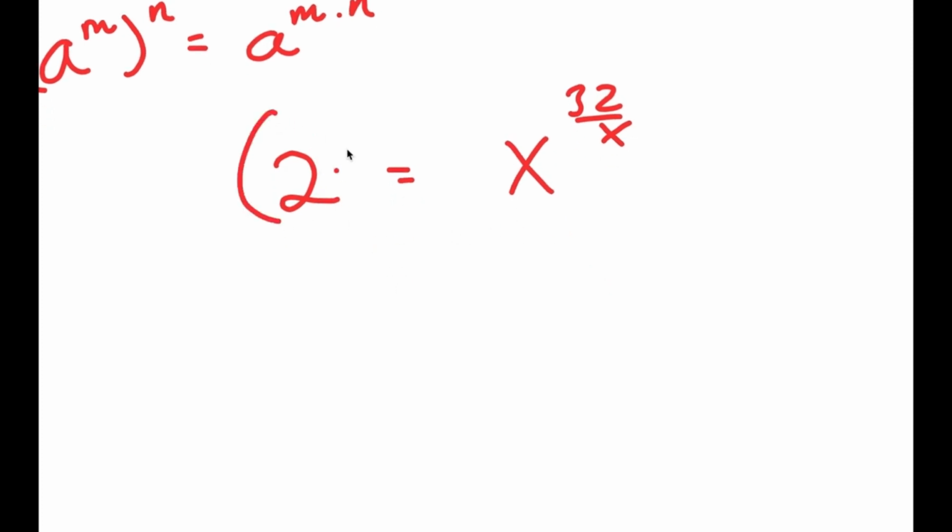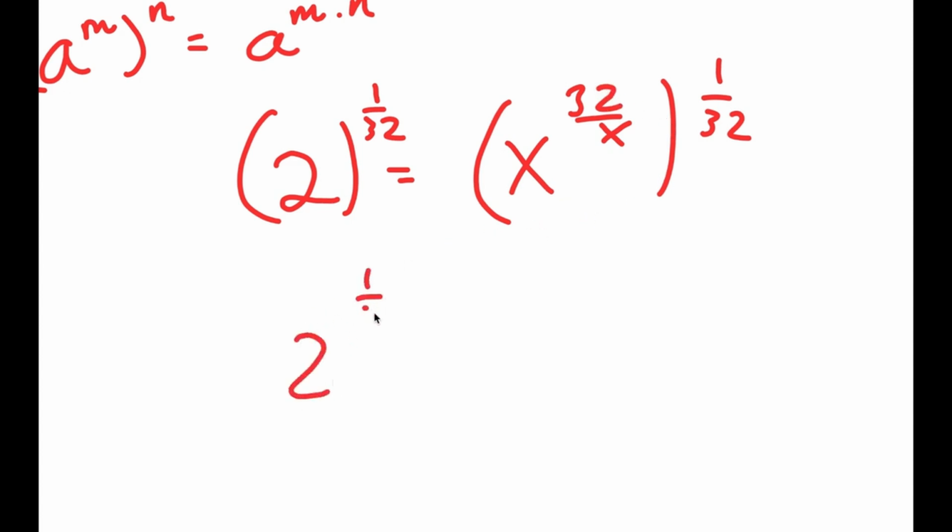Now, from here, I'm going to take the power of 1 over 32 on both sides. And if you guessed, we're doing this to get rid of this 32 on my right-hand side. So for my left-hand side, I just have 2 to the power of 1 over 32. On my right-hand side, these two cancel out, so I get x to the power of 1 over x. That's all that's remaining.